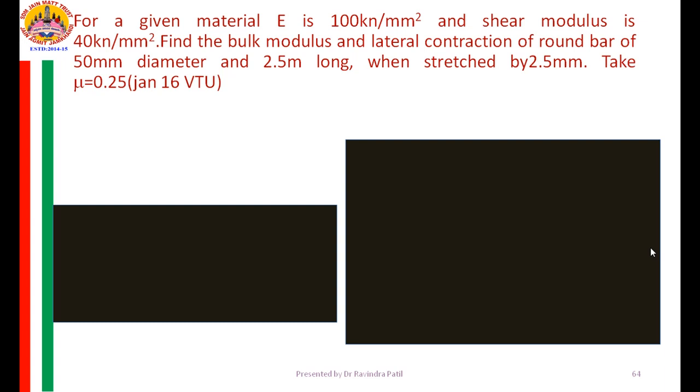He is asking to calculate the value of K. I can use E is equal to 2G into 1 plus 1 divided by m. E and K relation I want. Directly you can go for E is equal to 3K into 1 minus 2 divided by m.